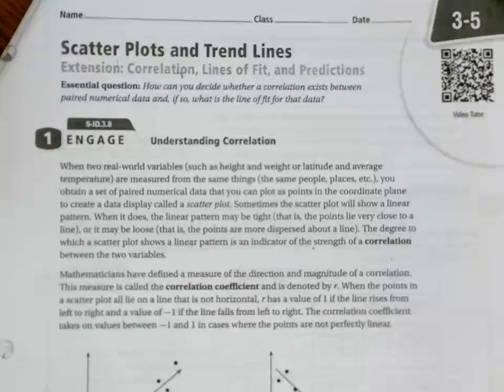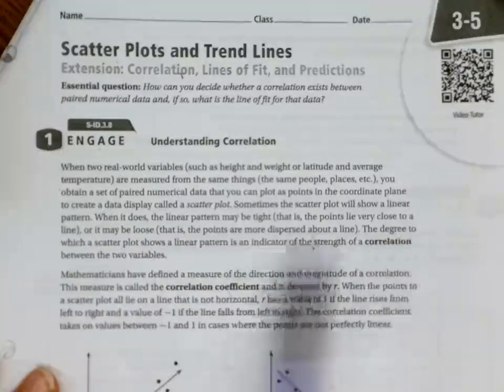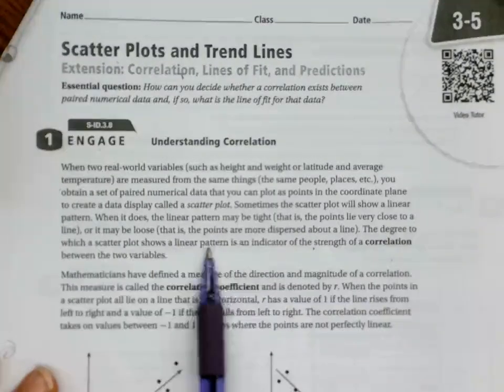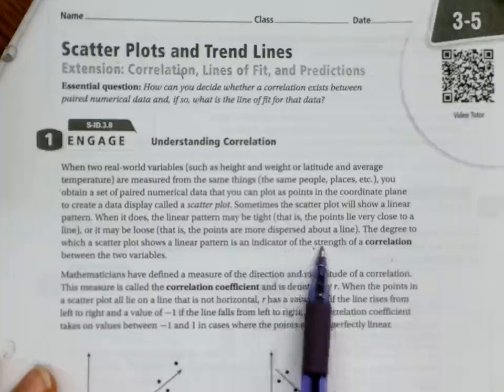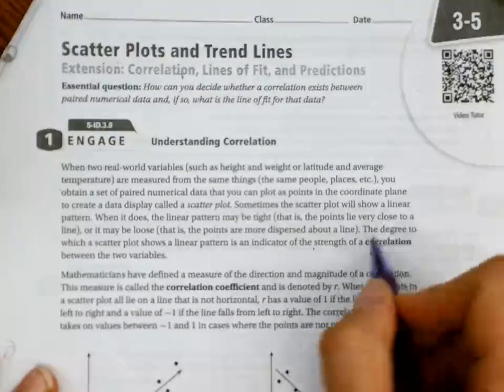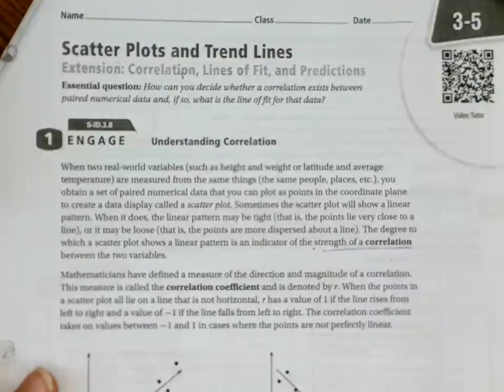Today's lesson is 3.5, and it's scatter plots and trend lines. So we're going to go over some correlation, lines of fit, lines of best fit, and predictions. All right, so the degree to which a scatter plot shows a linear pattern is an indicator of the strength of a correlation between the two variables.